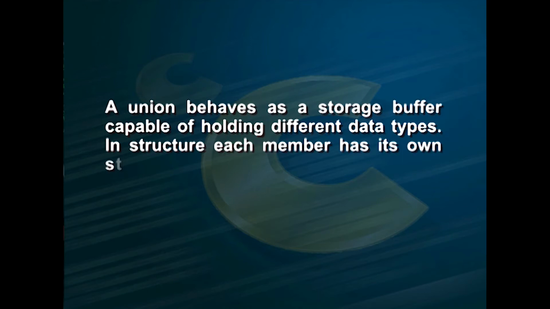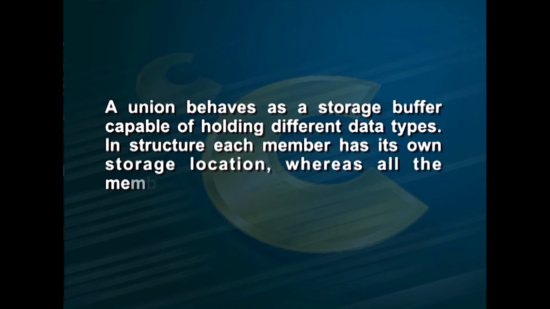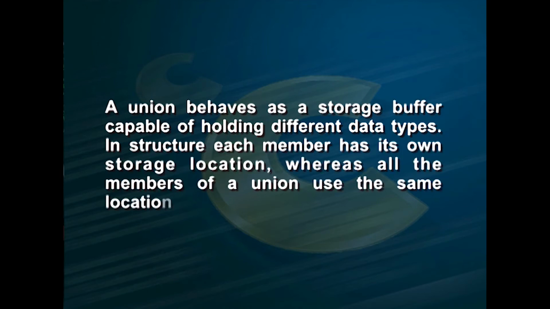In a structure, each member has its own storage location, whereas all the members of a union use the same location. That is, even though the union may contain many members of different types, it can handle only one member at a time. Like a structure, a union can be declared using the keyword union.